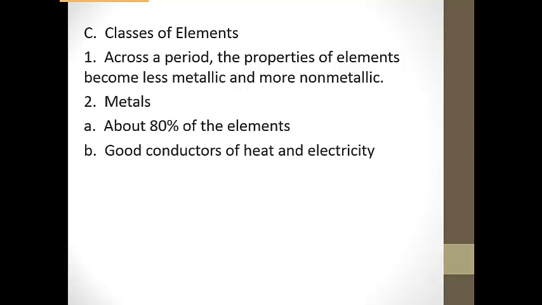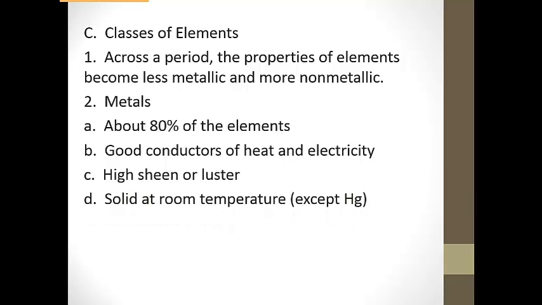Some characteristics: they are very good conductors of heat and electricity. We use metal spoons. We use metal in our wiring in our houses for electricity. They have a high sheen or luster, meaning that, especially if we clean them up a little bit, they can be very shiny. They are all solids except for one. There is one metal, mercury, that is a liquid. Everything else at room temperature would be a solid.